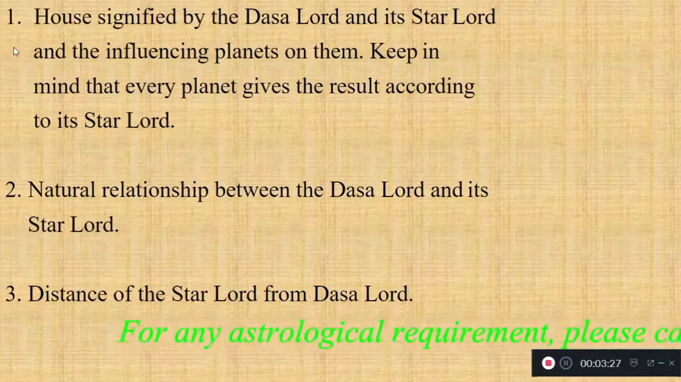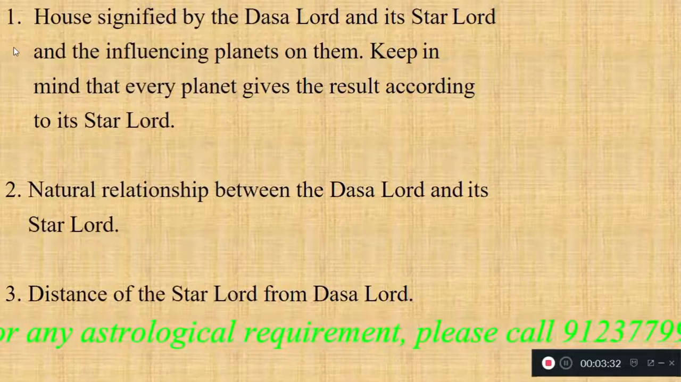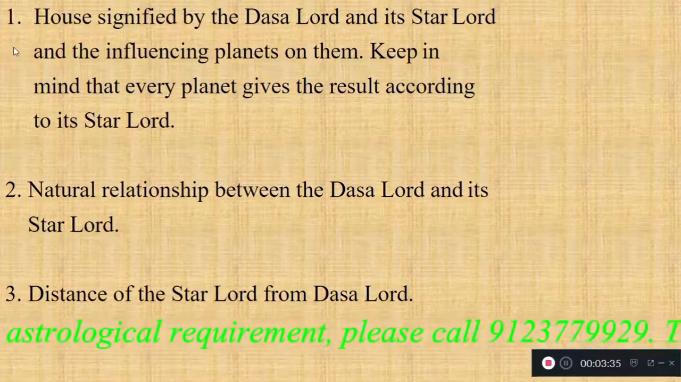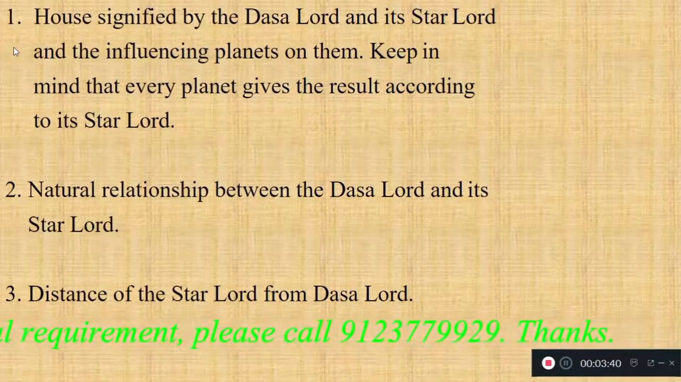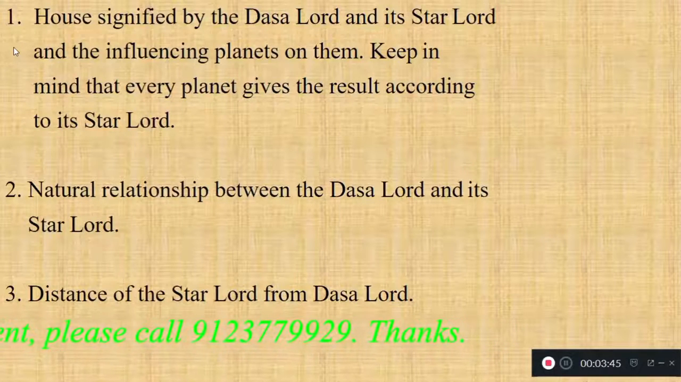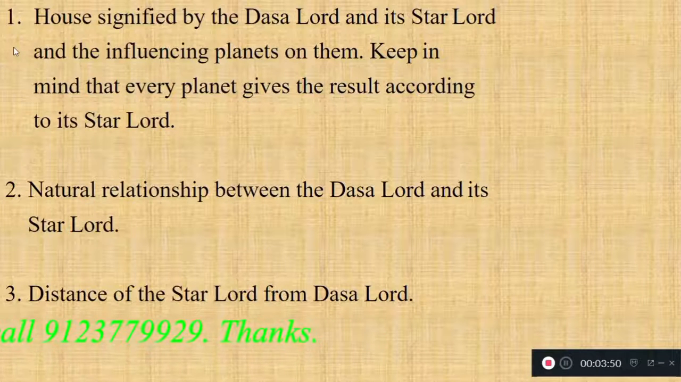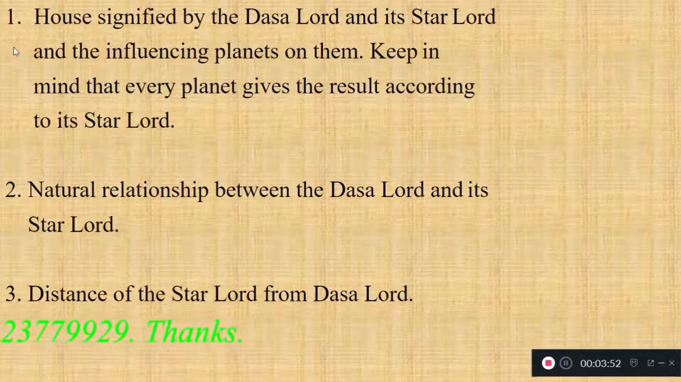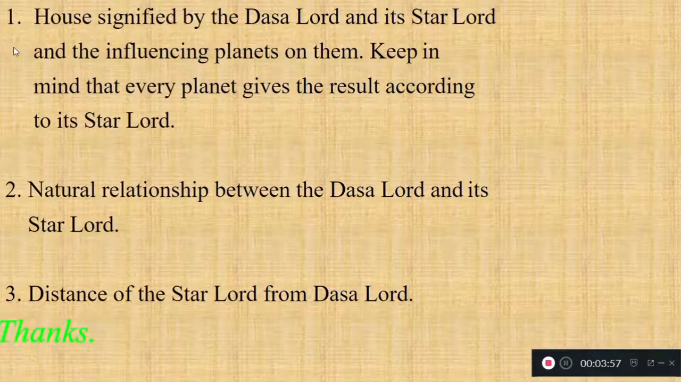Then the point number 2 is natural relationship between the Dasha Lord and its star lord. If they are enemies, then the native can't get the fruits of the period of the Dasha Lord smoothly. If they are friends, then the native will get the fruits, the results of the period of the Dasha Lord very smoothly, and the results will be auspicious also.